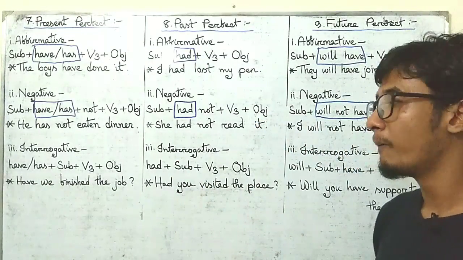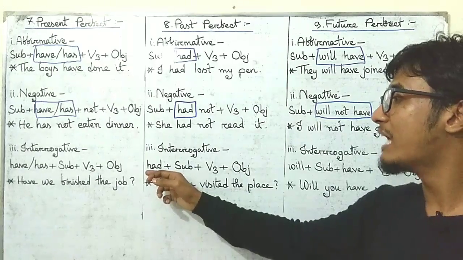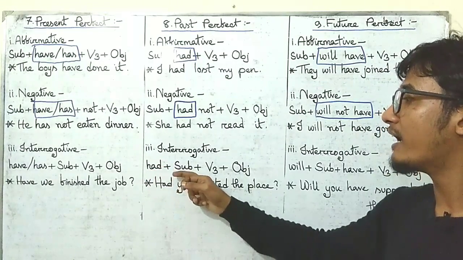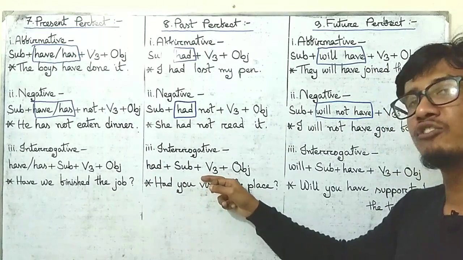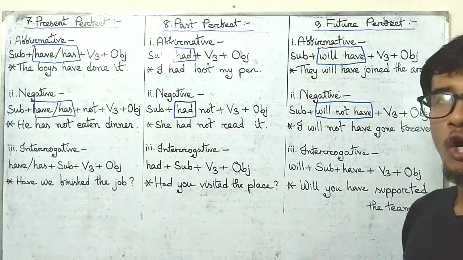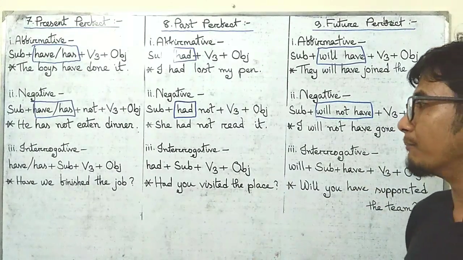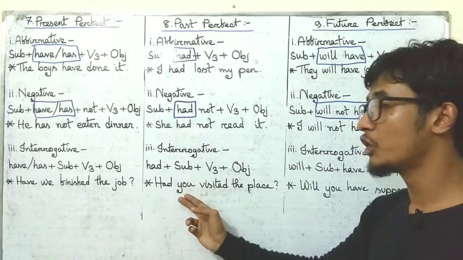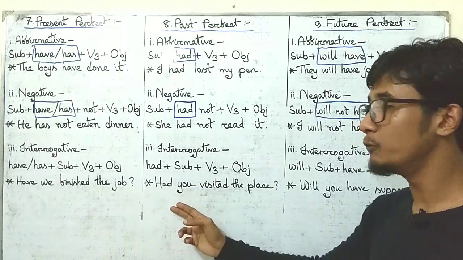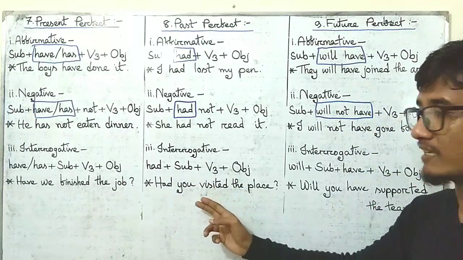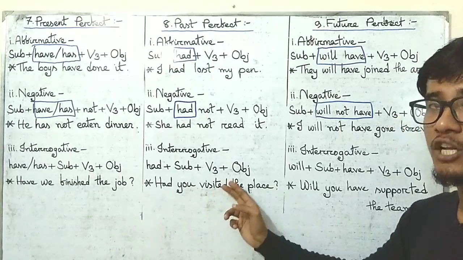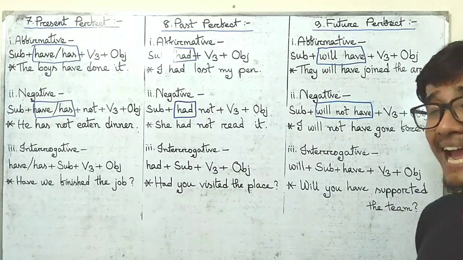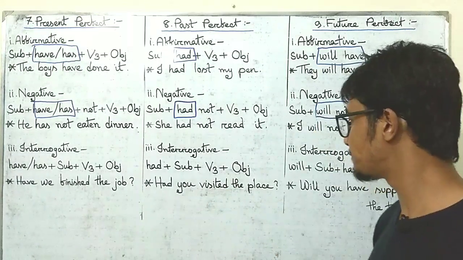Interrogative sentence of past perfect, we begin with had, then a subject, then V3, and finally an object. So let's see the example. First of all, had, then subject you. Had you, V3 visited. Had you visited, object, the place. Had you visited the place?